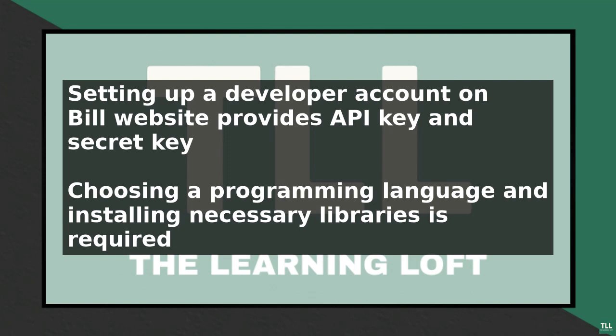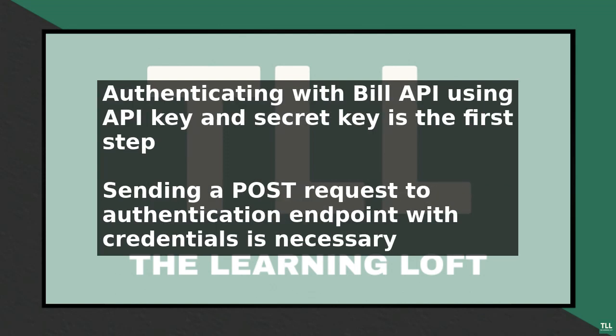The first step in testing the API integration is to authenticate with the Bill.com API using the API key and secret key. You can do this by sending a POST request to the authentication endpoint with your credentials. The response will contain an access token that you will use to authenticate subsequent requests.